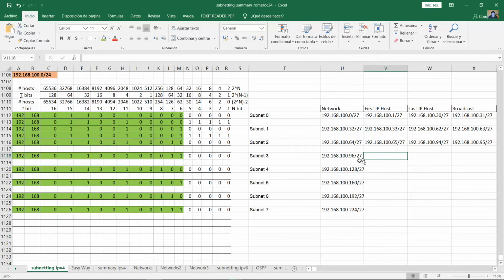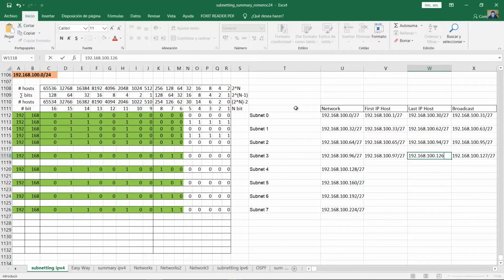Okay, and for subnet 3 broadcast, if this is 128, this will be 127. First IP 97, last IP 126.